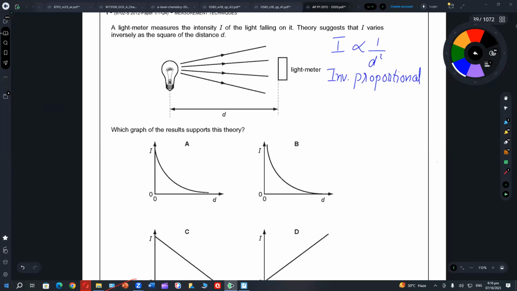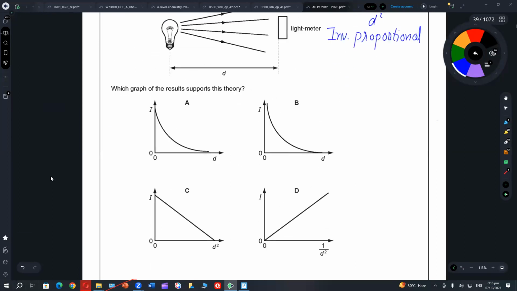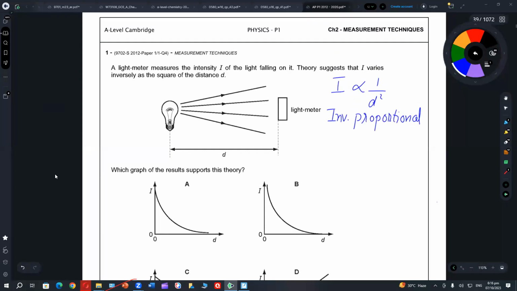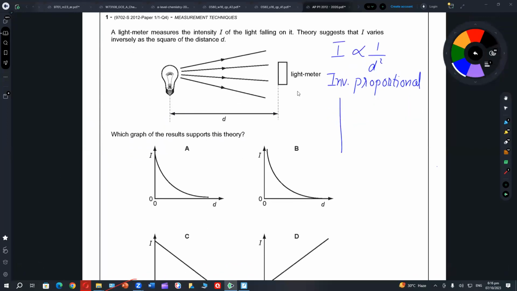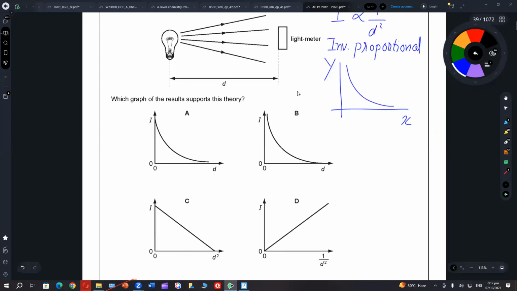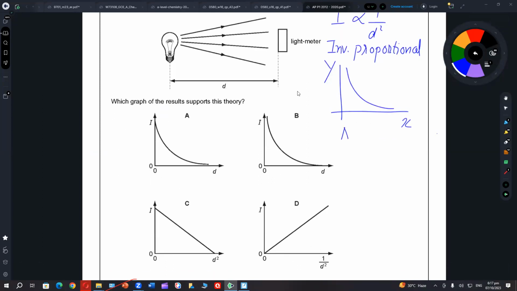And look at these options. If you remember the main sketches, a directly proportional graph is a straight line passing through the origin, and an inverse proportionality is a curve. Inverse proportionality shape is a standard shape to learn. This graph does not touch the x-axis, does not touch the y-axis. A very important point to remember. It's a memory question.